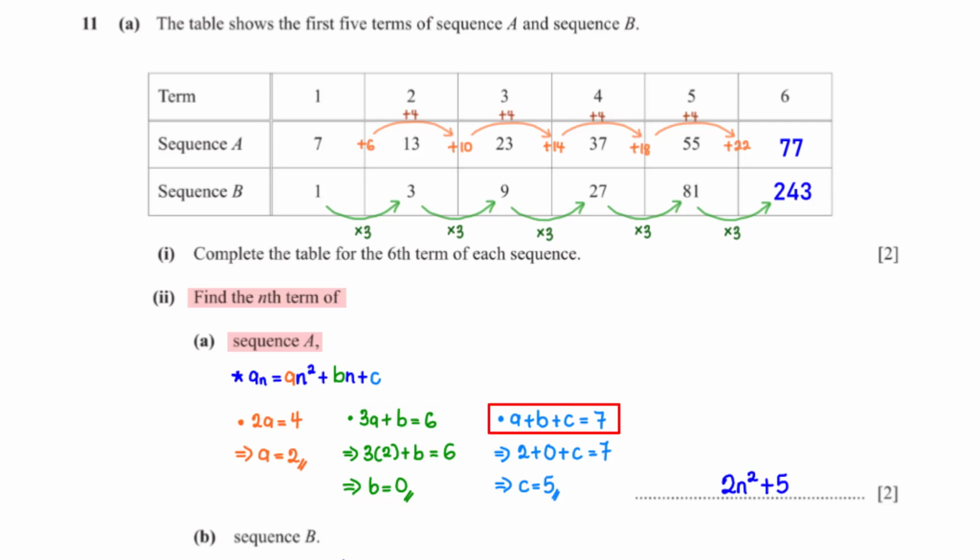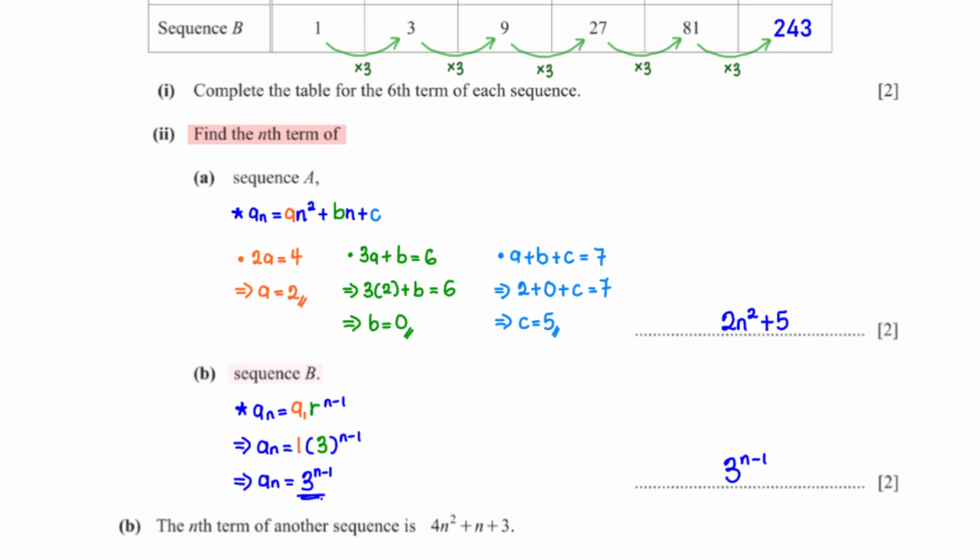To get c, we equate a plus b plus c to the first term of the sequence, which is 7. We found a to be 2 and b to be 0. When we make c the subject, we get c equals 5. When we plug in the values of a, b, and c into the nth term formula, we get 2n squared plus 5.